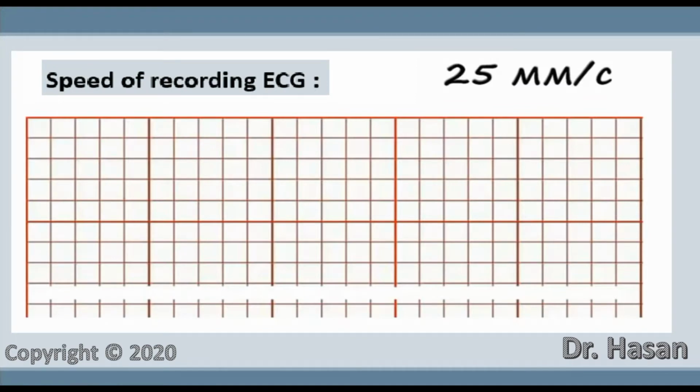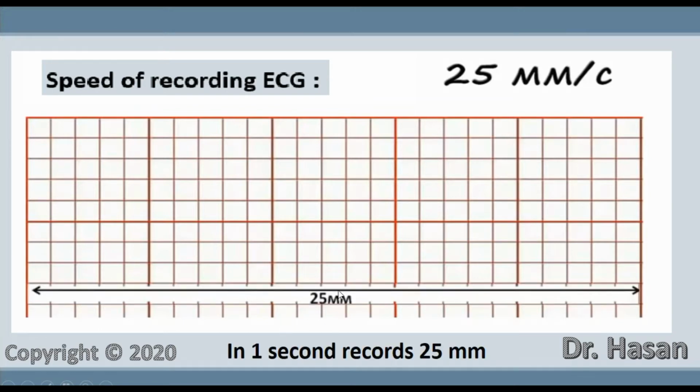To assess the duration of the wave, it is necessary to know the duration of the large and small cells at a certain speed. Let us stop on the ECG recording speed of 25 millimeters per second. This speed says that 25 millimeters of tape is recorded in 1 second, which corresponds to 5 large cells or 25 small cells. And if 5 large cells are recorded in 1 second, then 1 large cell is recorded in 1 second divided by 5. It is equal to 0.2 seconds.